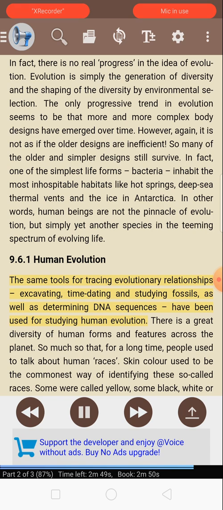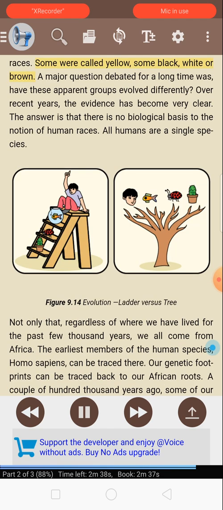The same tools for tracing evolutionary relationships, excavating, time dating, and studying fossils, as well as determining DNA sequences, have been used for studying human evolution. There is a great diversity of human forms and features across the planet. So much so that, for a long time, people used to talk about human races. Skin color used to be the commonest way of identifying these so-called races. Some were called yellow, some black, white, or brown.